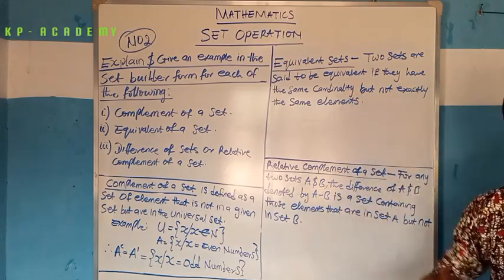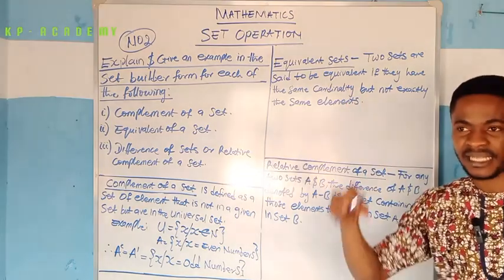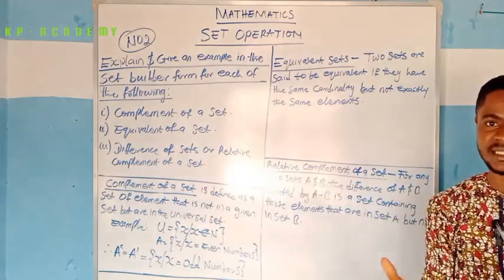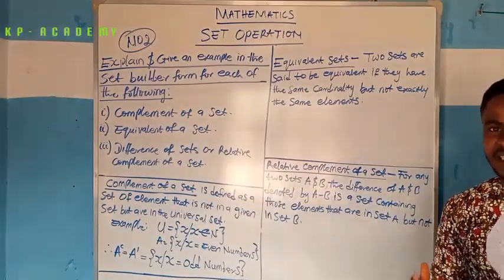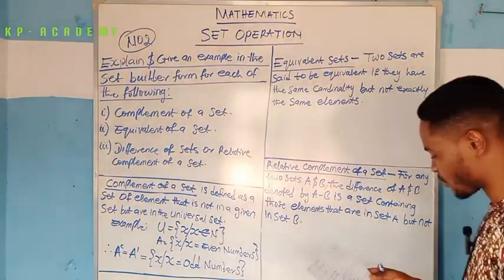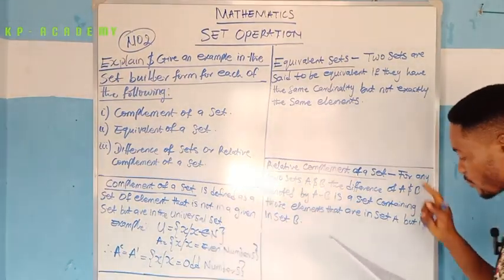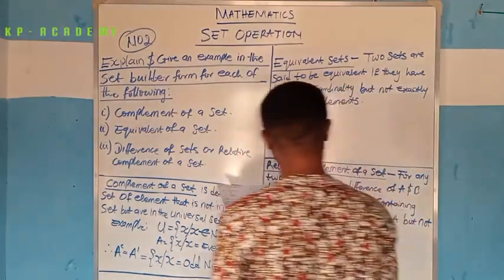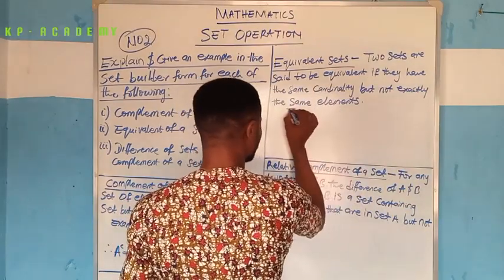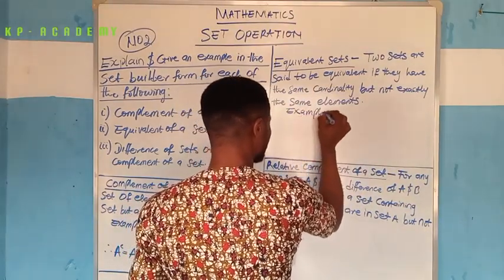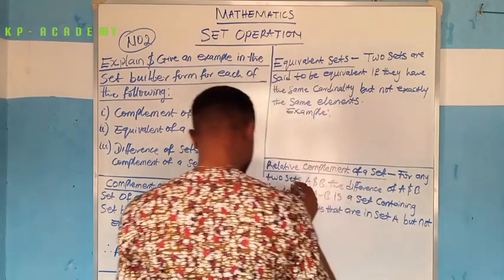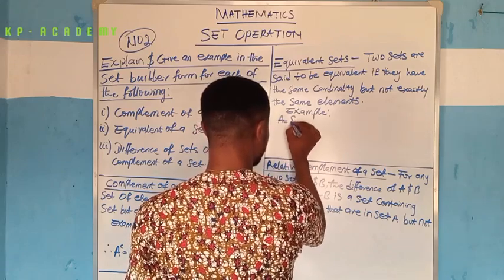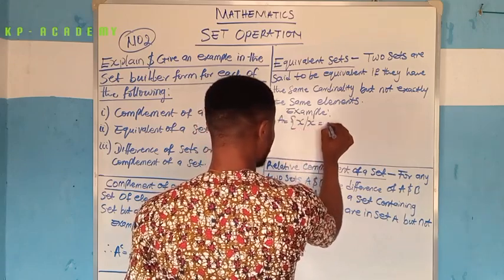In the equivalence of a set, they must have the same cardinality. That means they must have the same number of members. That is, their number of members will be the same, but they will not have exactly the same members. Very, very important we understand that. So, which example now? And of course, we are asked to use the set builder method to give an example here. The example I'm going to give here is that A is a set of even numbers. For instance, A is the set of X such that X is even numbers.